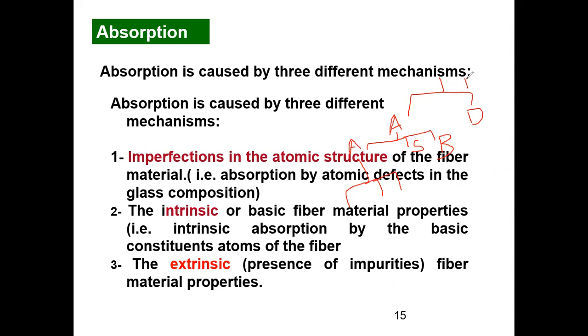Okay, so please make that. This is fiber loss. Fiber loss has two categories: attenuation, I'm not writing the full form, and dispersion. Attenuation is of three categories: absorption, scattering, bending loss. So keep one full page for this. Don't write anything, whatever you want to write, from the next page. Then absorption loss is of three categories: imperfections in atomic structure, that is atomic defect you can write, intrinsic absorption, and extrinsic absorption.